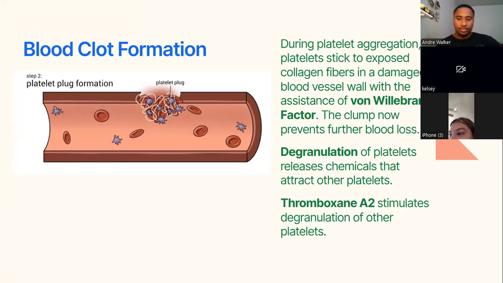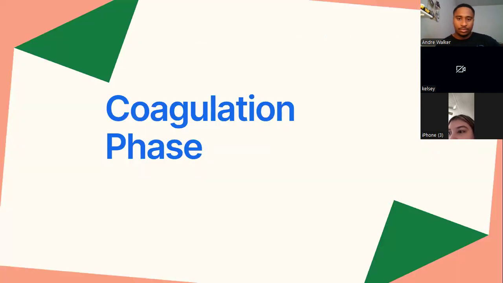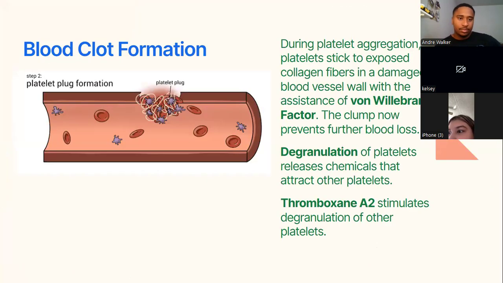Degranulation of platelets releases chemicals that attract other platelets. Thromboxane A2 stimulates degranulation of other platelets. So as you can see here on the left, we see those platelets starting to accumulate to stop further blood loss.